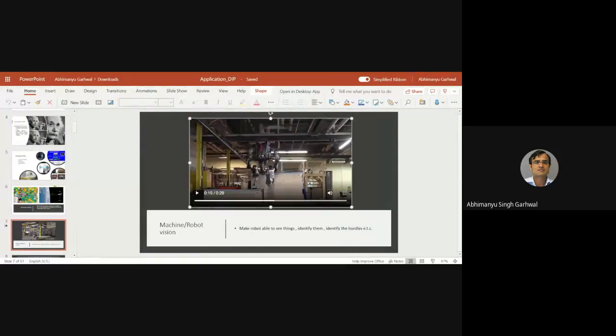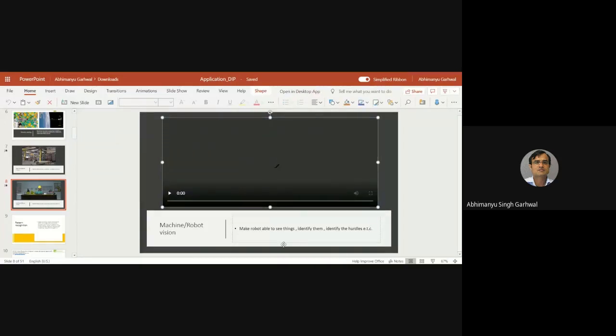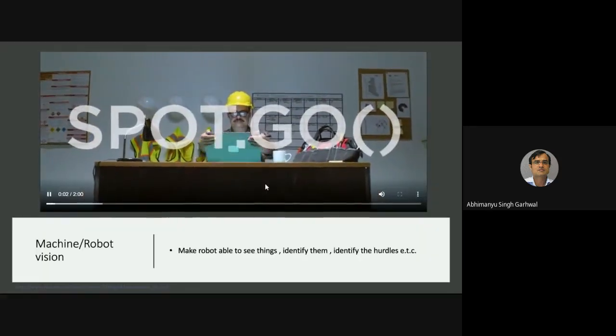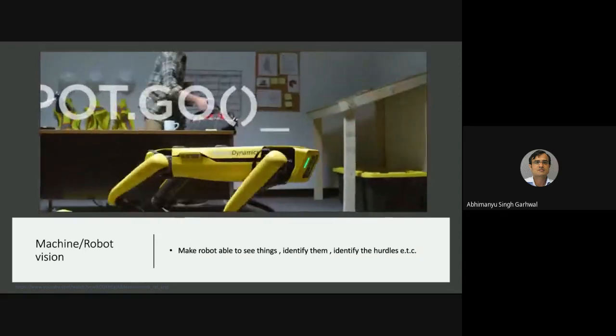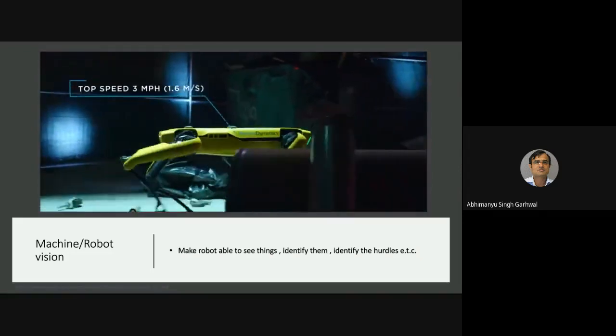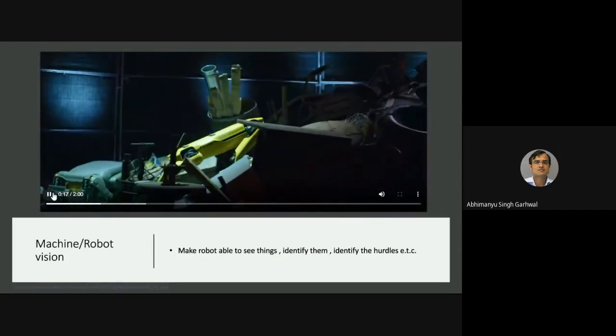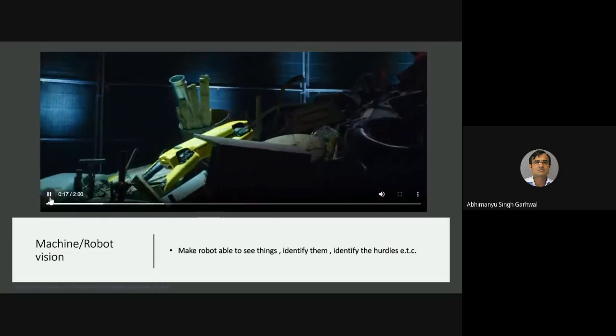It makes the robot see things, identify them, and according to them, take the next step, what they want to do. And another example of this: here you can see there are a lot of obstacles, but by an artificial intelligence algorithm, he is able to identify the path through which he wants to travel, and he is traveling very well.